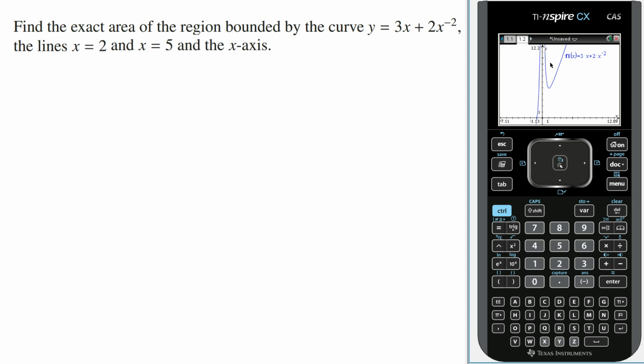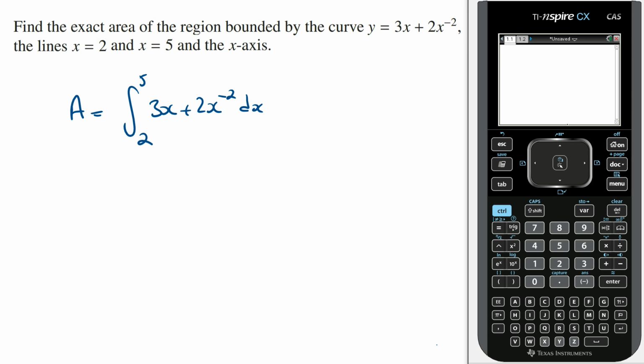And so we can write the area is equal to the integral from 2 to 5 of the function 3x plus 2x to the power of -2 dx. Setting this up in the calculator, we can work this out. And so this is equal to 321/10 square units.